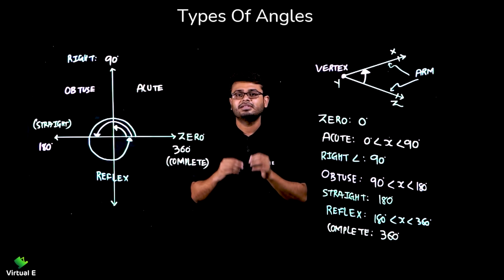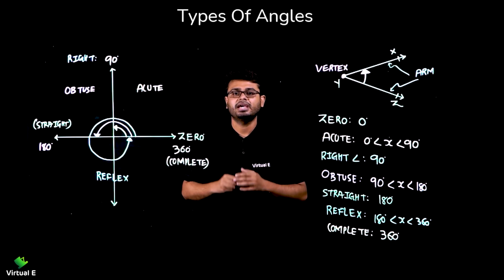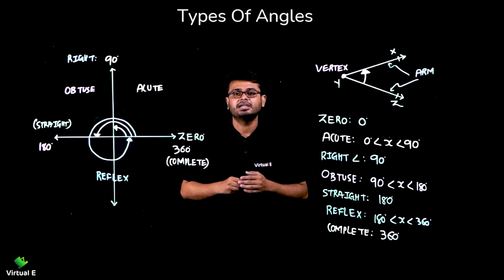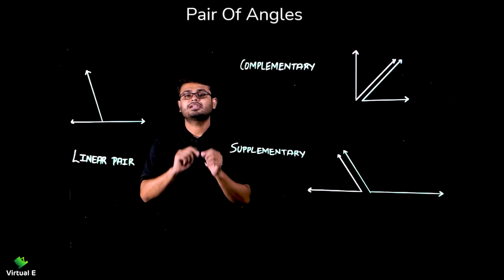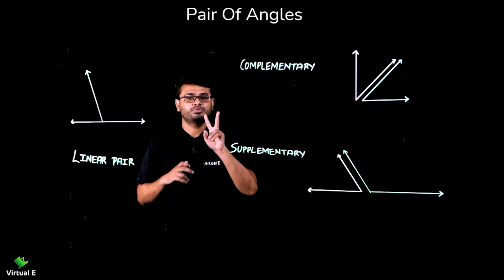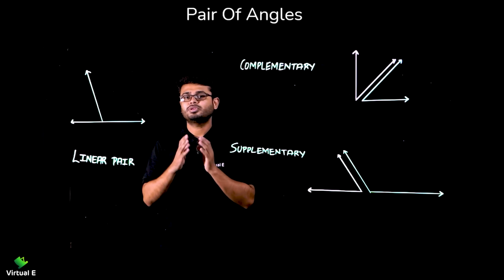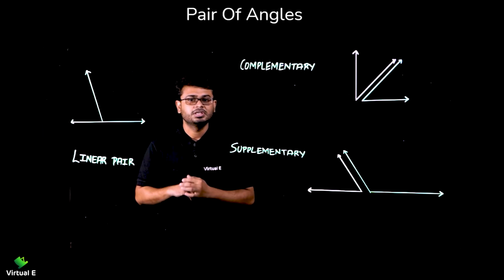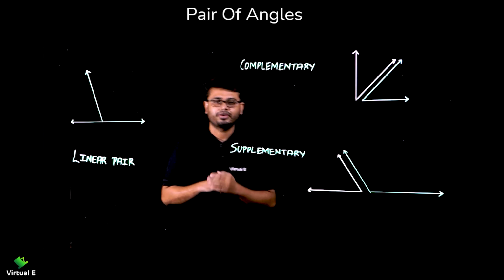Now let's learn different relations between the angles. When we have two angles, let's see what kind of relation we can get. Now let's start a new topic, which is pair of angles. Pair of angles means you have two angles. Now what are the possibilities and what are the observations that are very helpful to us? So first is complementary angle.